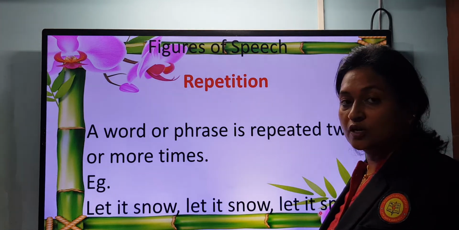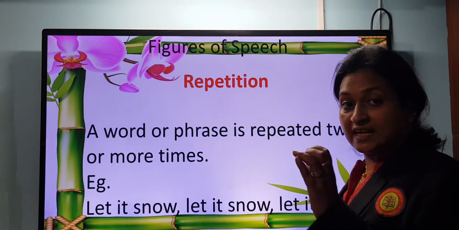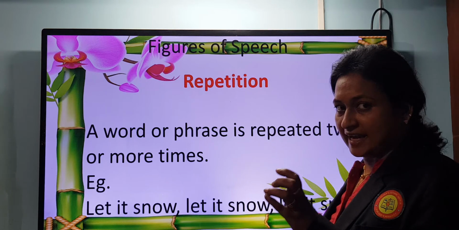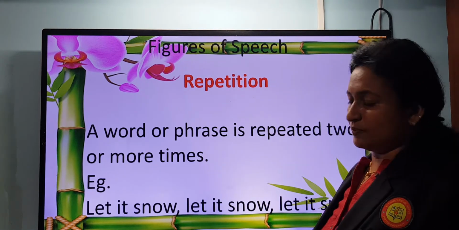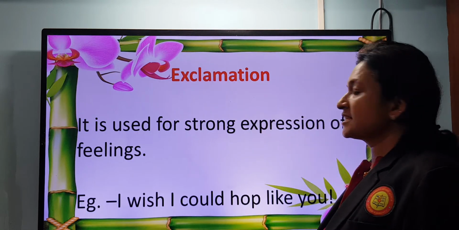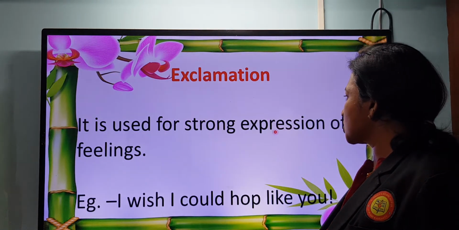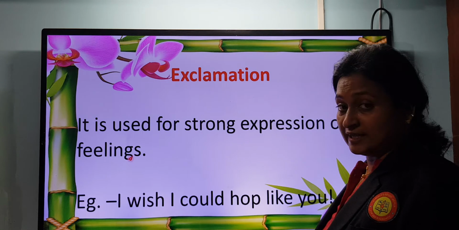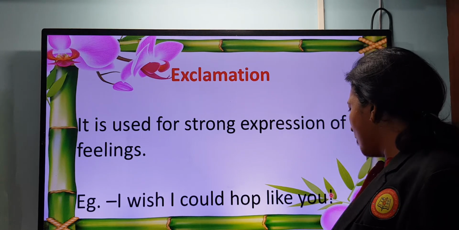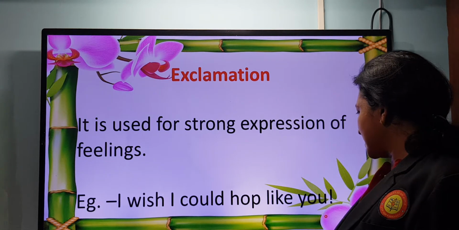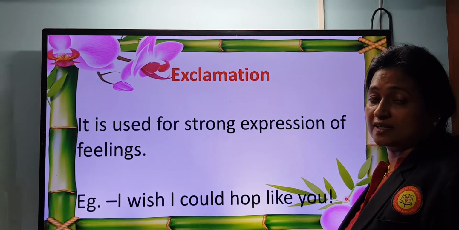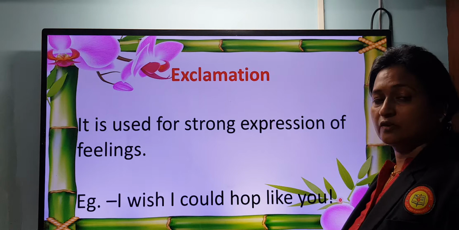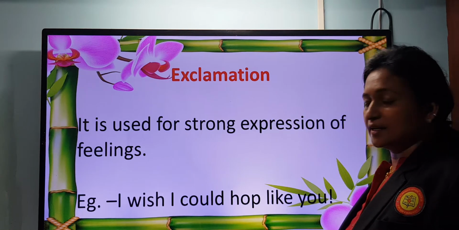So that means when a word or phrase is repeated in a sentence, in a line or in a stanza, we call it repetition. Exclamation: it is used for strong expression of feelings. I wish I could hop like you! So here you see this exclamatory mark. When you find any exclamatory mark in a sentence, it's very easy. You can directly put it under exclamation.